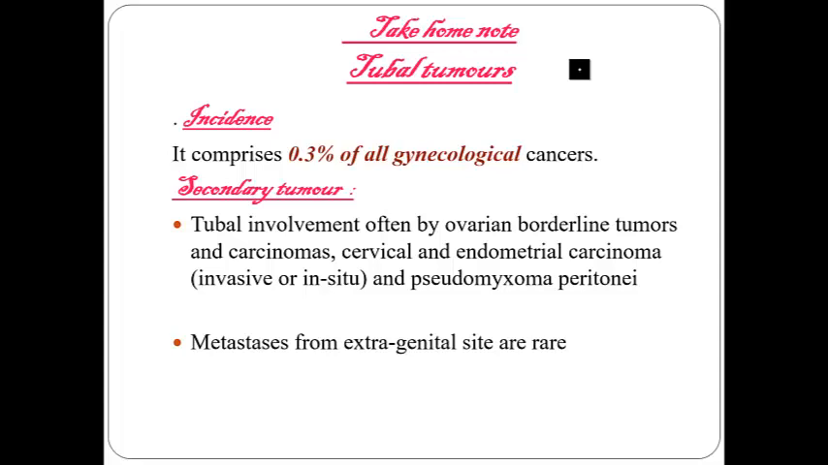Usually it is secondary. Just as Krukenberg tumor causes metastasis on the ovary, it causes metastasis within the fallopian tube. Tubal involvement is often by ovarian borderline tumors, by carcinoma, cervical or endometrial carcinoma, and pseudomyxoma peritonei, and may also occur due to extragenital site origin, such as stomach and colon, as in cases of Krukenberg that we have just said.